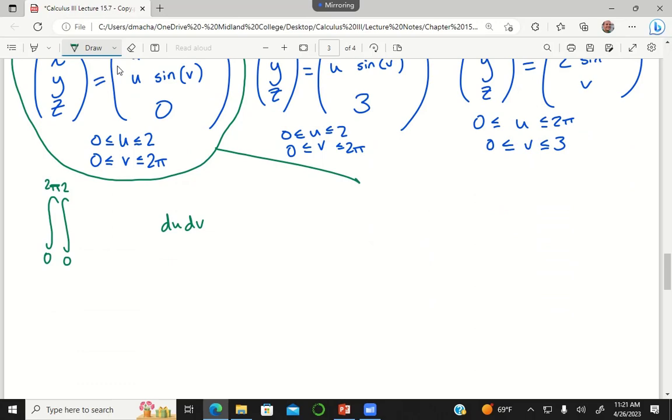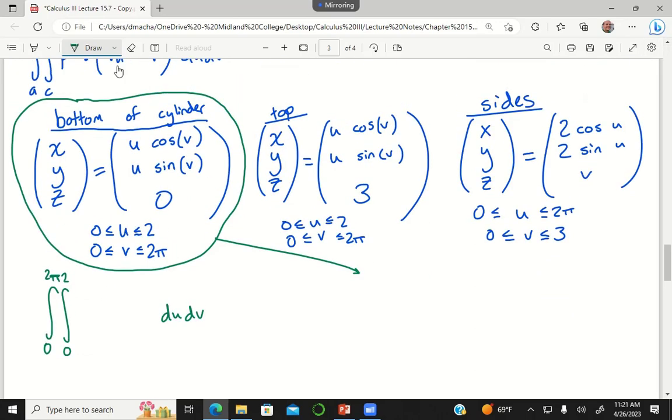So we know this is my r. This is what we call r here. So if I say, what's the partial of r with respect to u, that's going to be a 3 by 1 vector. And the partial with respect to u here is going to be cosine v. The partial with respect to u here is sine v. And then the partial with respect to u here is 0.